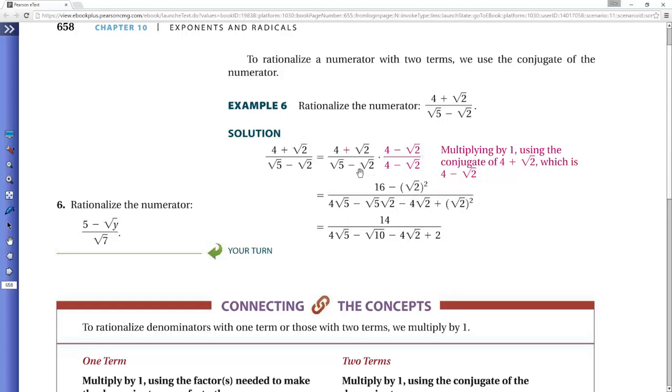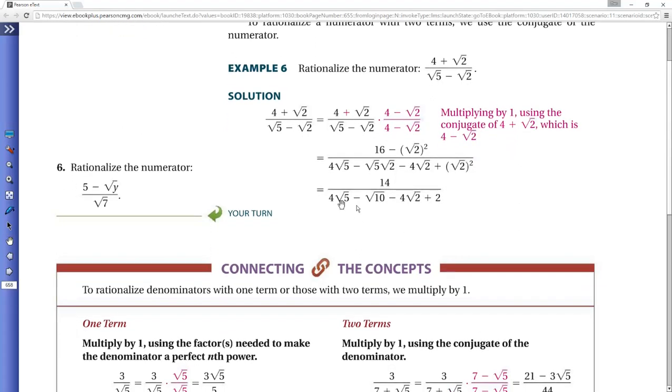Now I need to distribute this still on here, which I end up with first times first is 4 square roots of 5. Outer times outer is the square root of 10, and it's negative. Inner times inner is a negative 4 square roots of 2, and square root of 2 times square root of 2 is the last times last, you get 2. Now I look for things that I could simplify, and in this case there's not anything.